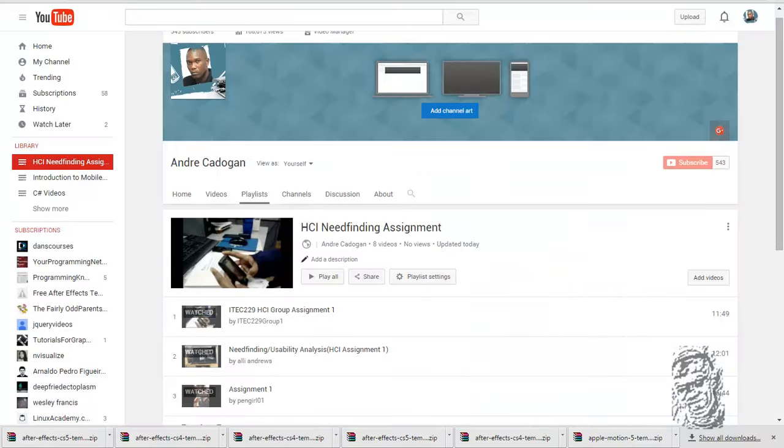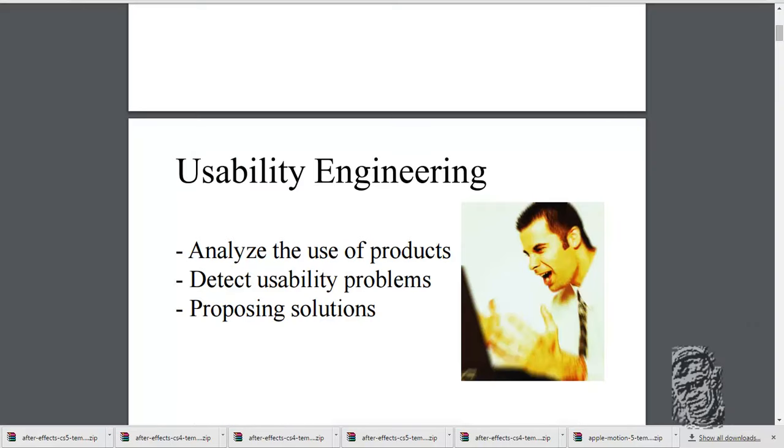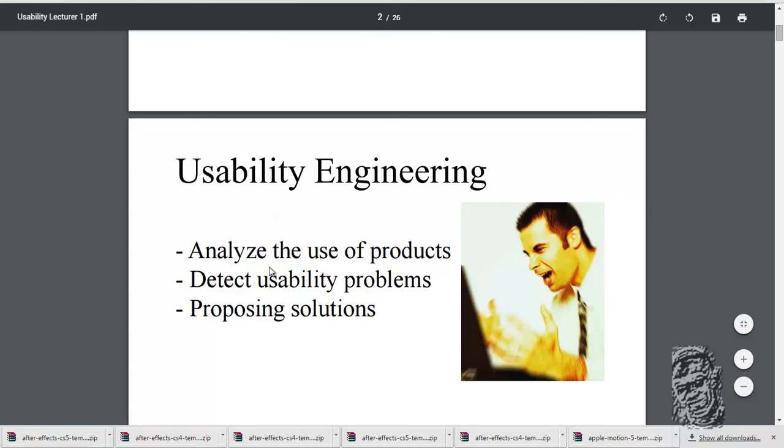So we're looking at the whole concept of design and usability. And when we're looking at that, we're basically looking at how you analyze a product. You, as the end user, will have to detect usability problems and propose solutions. As you can see, this guy here is probably very angry looking at some software or something that is giving him some problems.